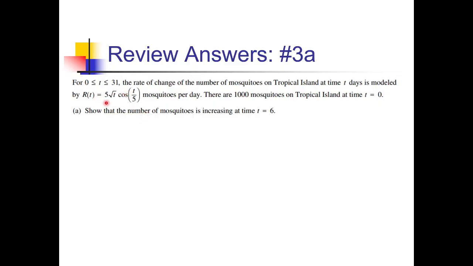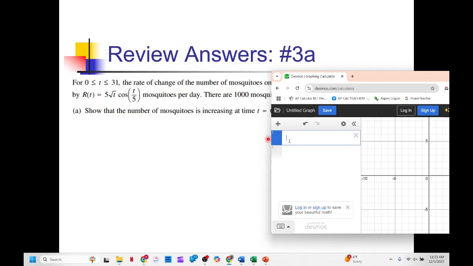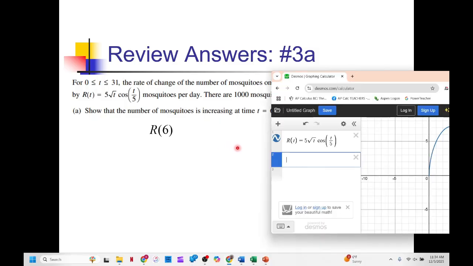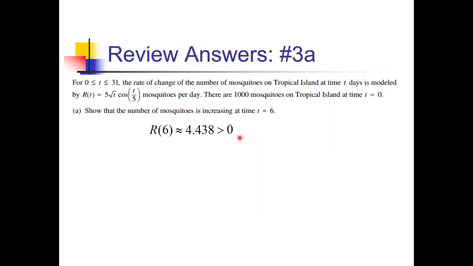So let's put r of t into our calculator. I've got r of t equals 5 square root of t, and then tab out of there. And then we've got cosine, and we'll do a parentheses, t divided by 5, and then close that. And then we're going to be doing just r of 6 to figure out the sign of this thing. So if I do r of 6, that's coming out to about 4.438. That is a positive number. This shows that the number of mosquitoes is indeed increasing at time 6.